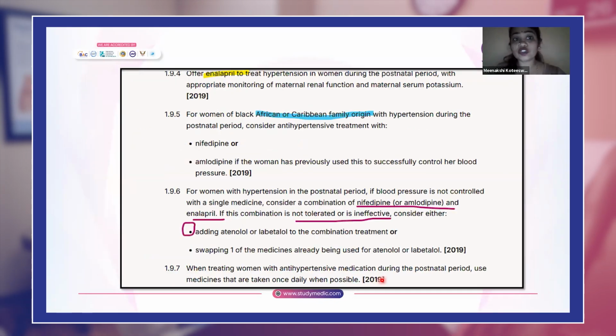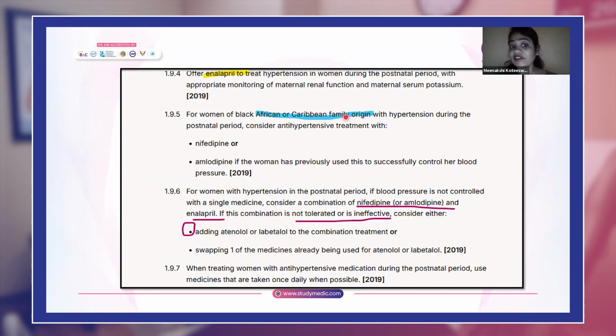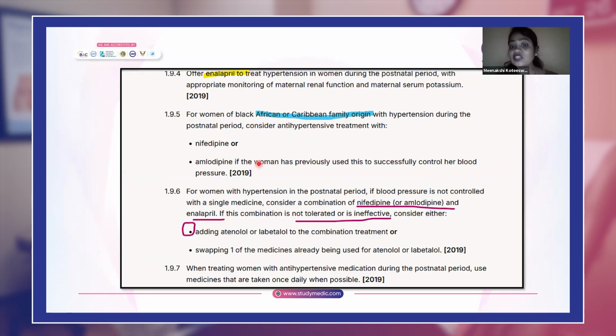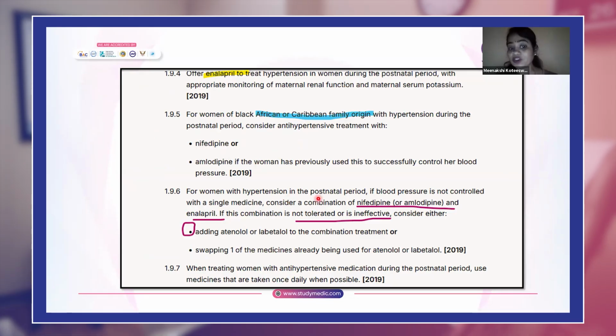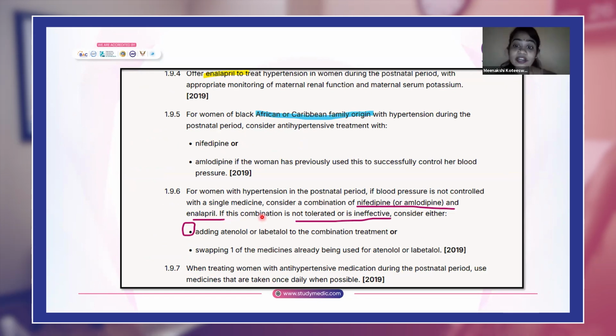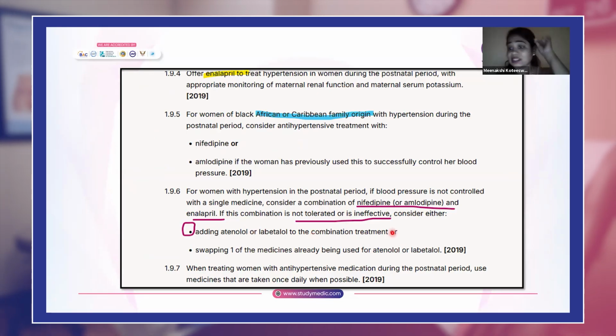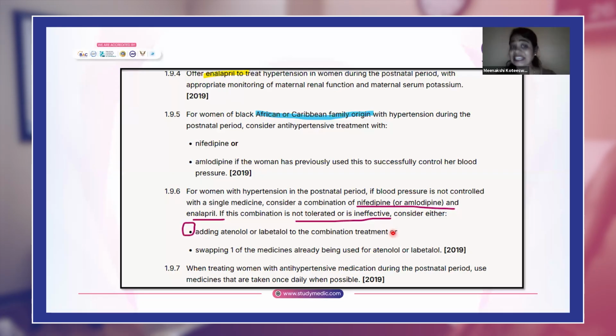Enalapril is actually the first choice, but because of the genetics, we don't give it in African or Caribbean families. We prefer giving nifedipine or amlodipine. So whenever they've got hypertension, if the blood pressure is not controlled, you have to give a combination of medications like nifedipine and enalapril. If this combination is not tolerated or if it is ineffective, that's when you add atenolol or labetalol to the combination treatment, or maybe you can discuss swapping the medicines. But it's actually enalapril.